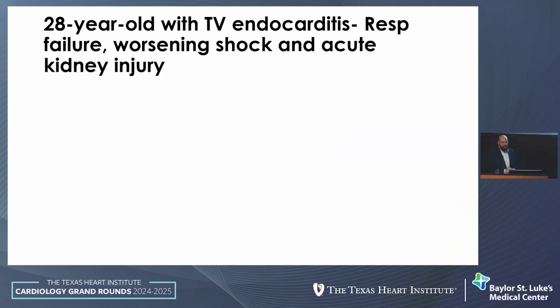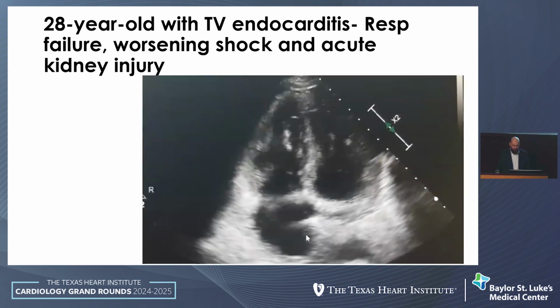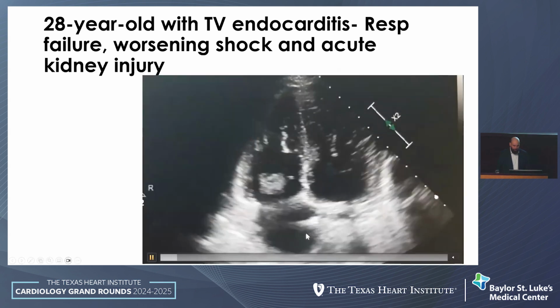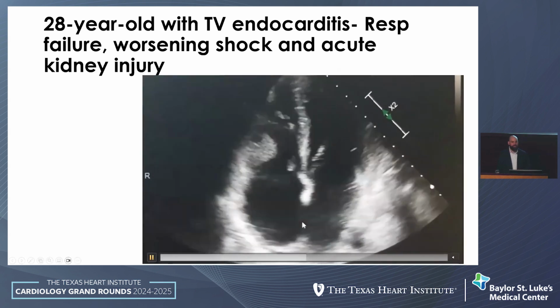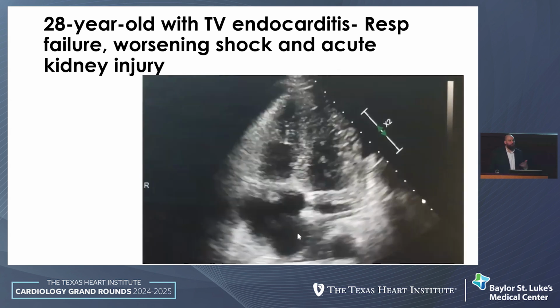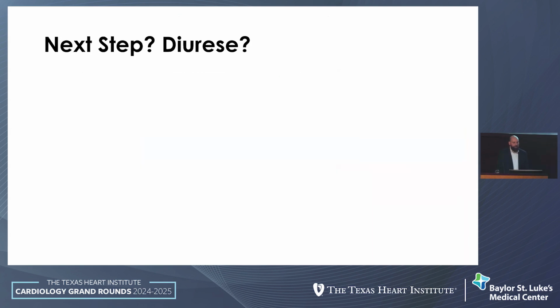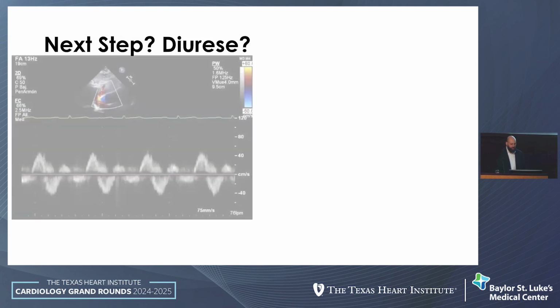Lastly, this is a 28-year-old, a few years ago now, who came in with tricuspid valve endocarditis, respiratory failure, and AKI. If you look at the tricuspid valve, you can clearly see the vegetation; it had rip-roaring TR. So what's the next step? The CVP from that central venous catheter is giving me numbers in the high teens. Our natural reflex is to diurese, but this patient has very severe TR.